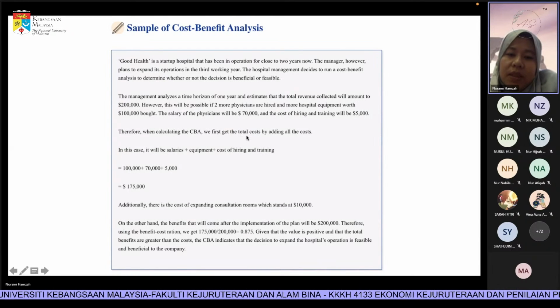Therefore, when calculating CBA, we first get the total cost by adding all the costs, and then the total benefits by adding all the benefits. So this is the scenario given to you. Calculate the total cost and the total benefit. In this case, the ratio is the benefit cost ratio, benefits over the cost. If you get a positive value, where the total benefits are greater than the cost, it means the project is beneficial.